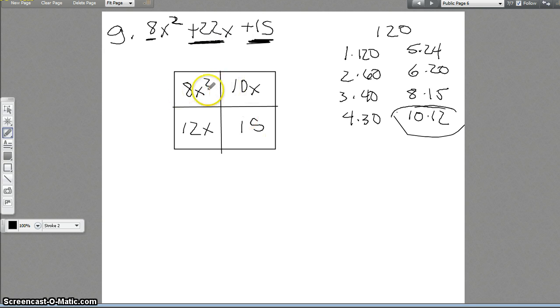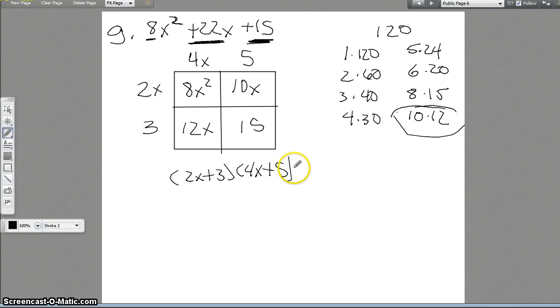So greatest common factor in our first row is going to be 2x. Greatest common factor in our second row is going to be 3. Greatest common factor in our first column is 4x. Greatest common factor in our second column is 5. So this would factor out as 2x plus 3 times 4x plus 5. So this was number 6, which is just like number 11 that I assigned for homework.